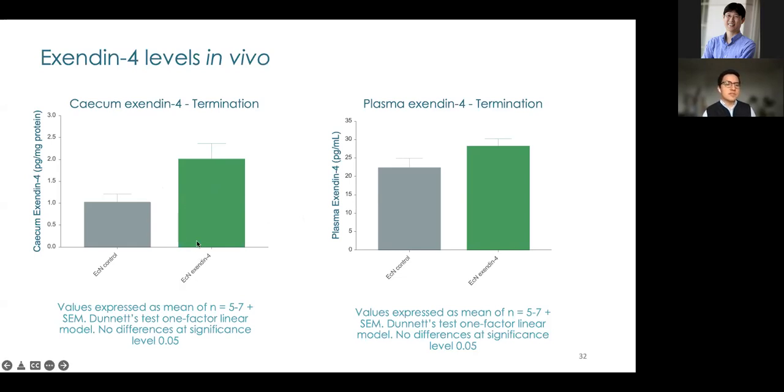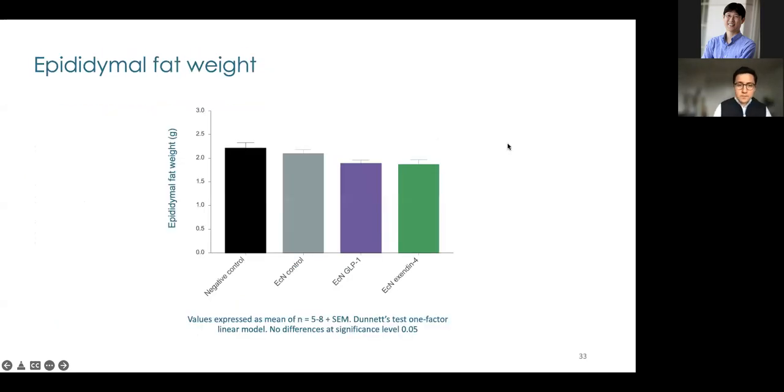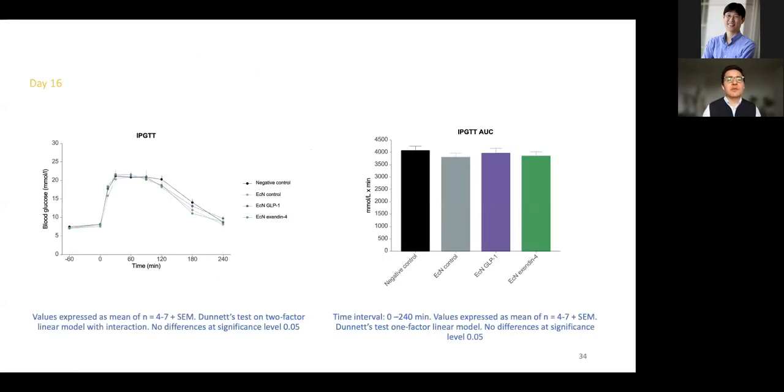However, the difference was not significant between the control strains and the XND4, both in cecum and in plasma. In addition, we were able to see a trend in the reduction of epididymal fat in the mice for the GLP-1 groups and the XND4 groups compared to the control and the negative control. However, it was also not statistically significant. And we also saw an improvement in glucose tolerance. However, it was also not significant.